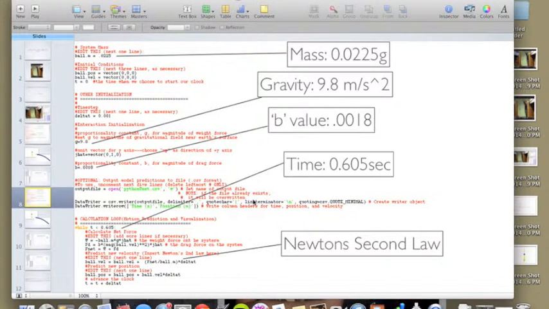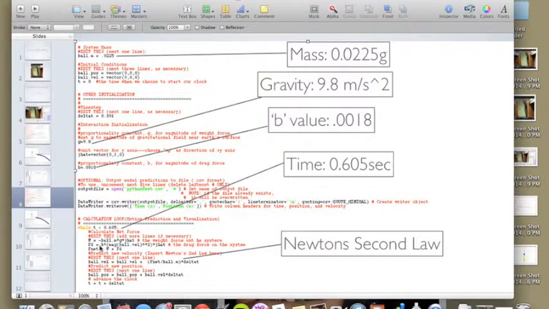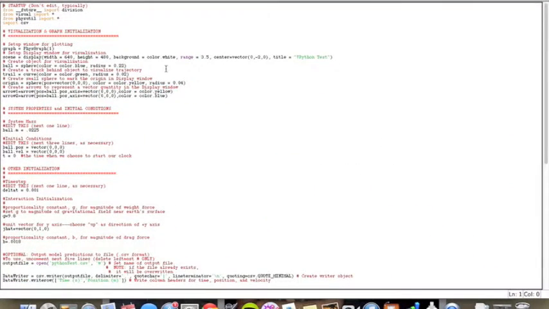So on our next Python model, we include the drag force. We have the same constants of mass and gravity, as well as time. However, Newton's second law differs in that instead of just applying a weight force, we include the force of drag, which is the magnitude of the velocity squared times a b value. This b value was calculated by inserting different values and running the module several times until the final position of the model was the same as the final position of our experiment.